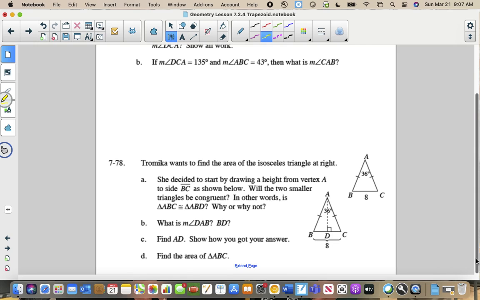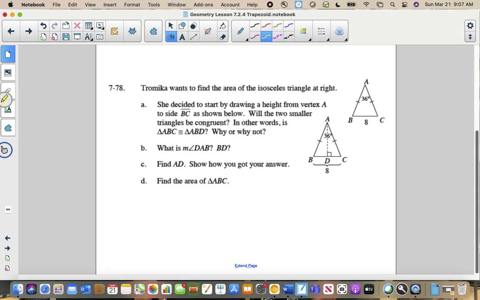On this problem, since it's an isosceles triangle, and I drop down the altitude, it produces two congruent triangles. So what we find out here, let me extend this up a little bit, is these two triangles are congruent by hypotenuse leg. So that means corresponding angles are congruent. So those are 18 and 18.